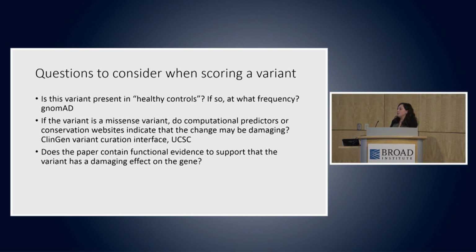You might also want to look at conservation. Is this residue very highly conserved? Or do multiple other species have this specific variant change too? If they do, it might be less evidence that the variant is suspicious. And most importantly, does the paper contain functional evidence to support that the variant has a damaging effect on the gene? If so, you would be much more suspicious, particularly of missense variants.